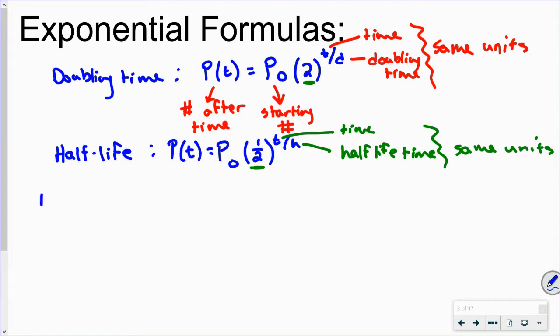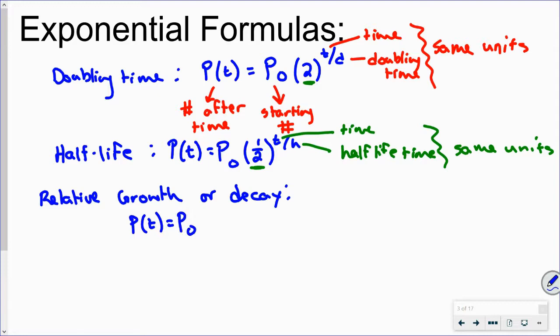And that is your relative growth or decay. Okay, and relative growth would be P of T equals P naught e to the RT. And decay would be P of T equals P naught e to the minus RT. And with R, they sometimes put a K in there, but notice the only difference is the negative.